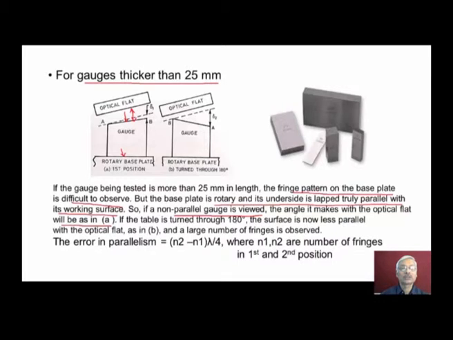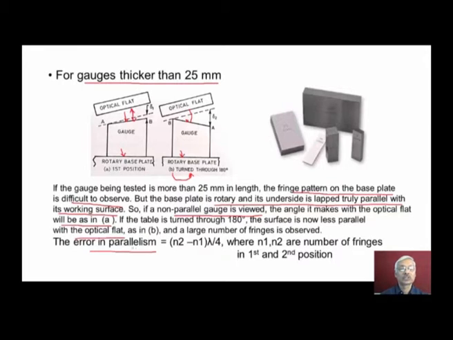If the table is turned through 180 degrees, you can observe here the table is completely turned through 180 degrees. The surface is now less parallel with the optical flat. That means we have a greater angle between the gauge surface and the optical flat, and a large number of fringes is observed. When the angle increases, we know that the number of fringes will increase.